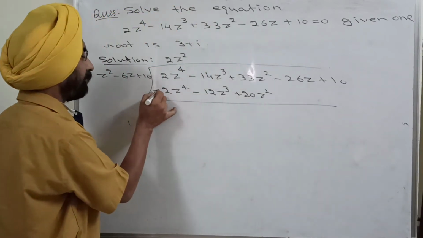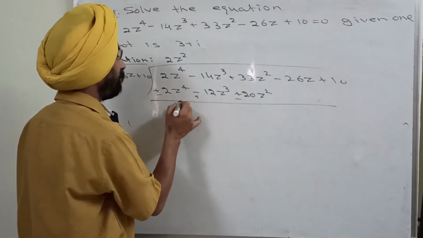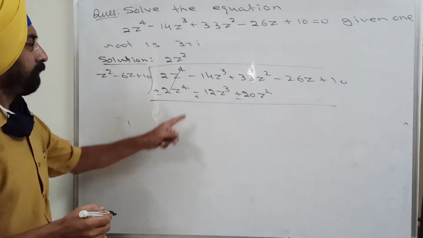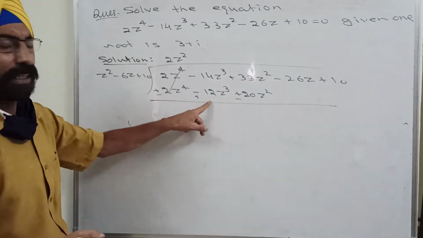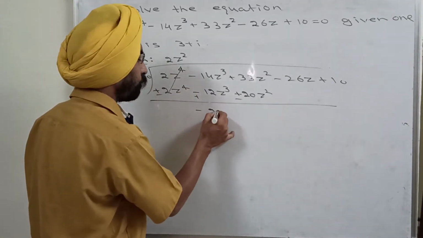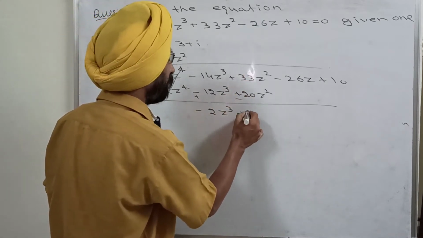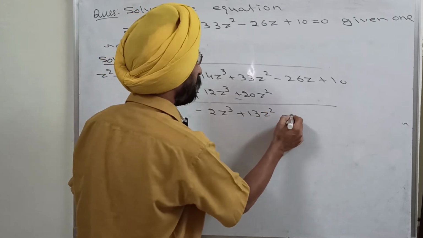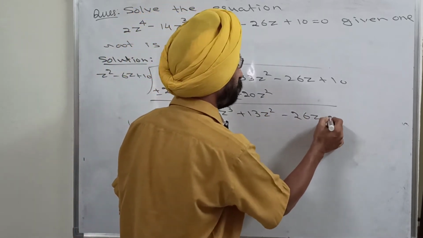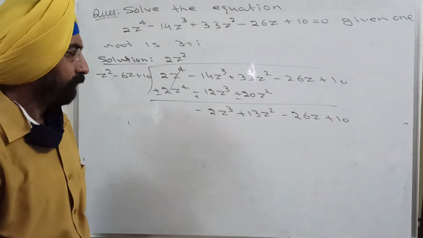Changing the sign and adding, this will be cancelled out. Minus 14z^3 plus 12z^3 will become minus 2z^3. 33z^2 minus 20z^2 will become 13z^2. Now minus 26z and plus 10 were already there.